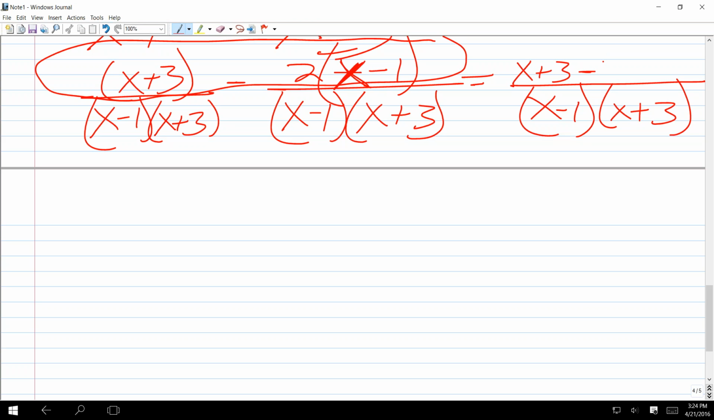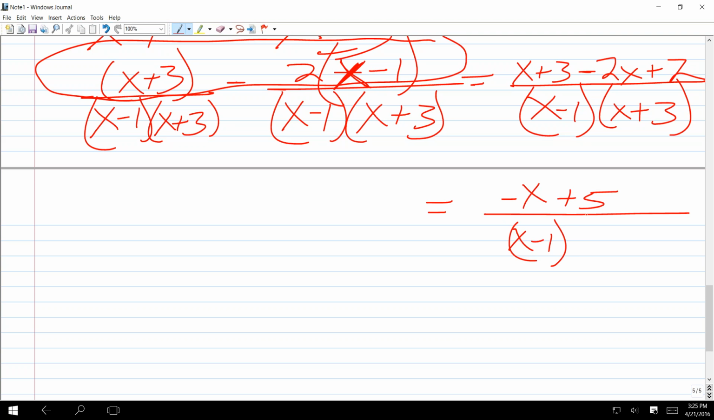So just x plus 3 minus what? What's the result of this? 2x. Okay, that goes there. And then plus 2. Correct. Now I've removed all the parentheses, and I can simplify. What's the top become? So x, negative x, and then plus 5. That's the answer.